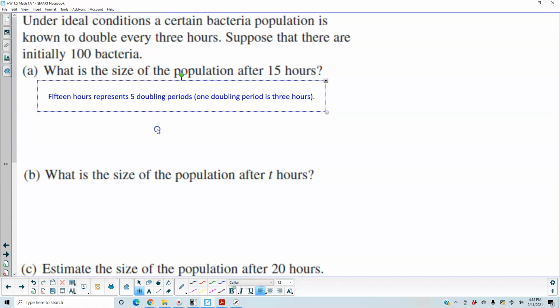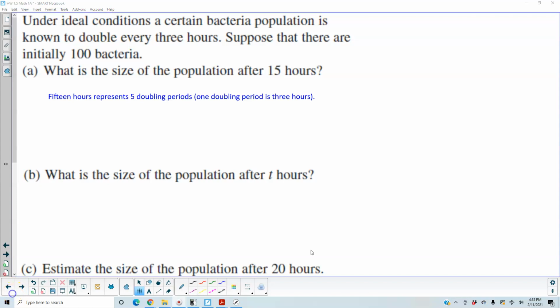Well, 15 hours represents 5 doubling periods, meaning that one doubling period is 3 hours, because 3 times 5 is going to give us 15. So if we take 100 and multiply it by 2 to the 5th, well, that's going to give us 3,200. So the size of the population after 15 hours is going to be 3,200.